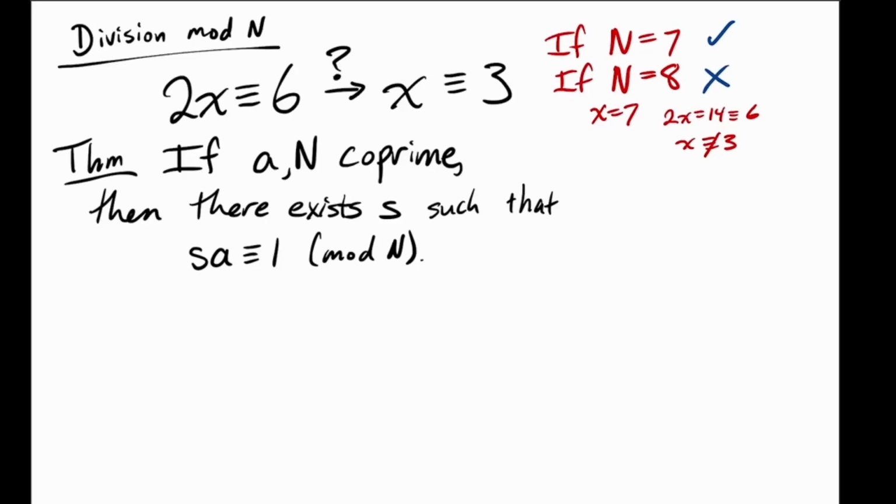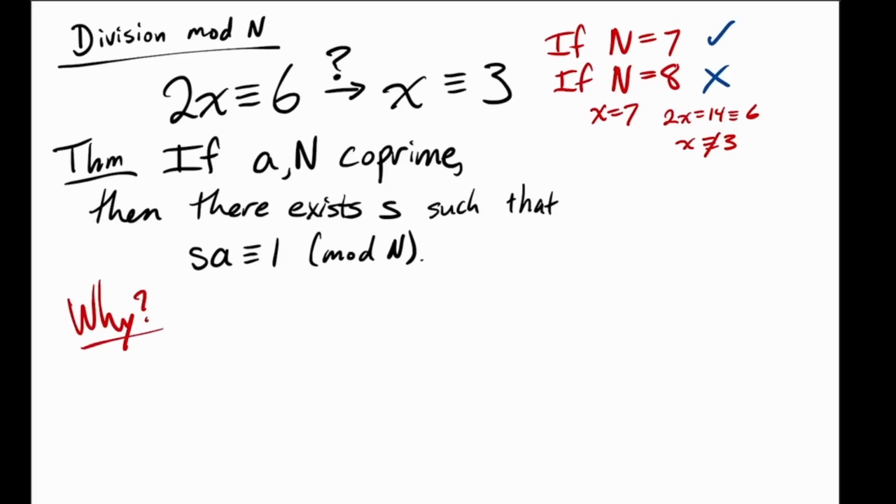All right, so the theorem that I've written on the slide here is exactly the tool we're going to need in order to do division. And at first it doesn't look like division at all. It looks like just more multiplication, but maybe that's the point. If a and n are co-prime, n is still going to be our modulus, there exists some other number s such that s times a is congruent to 1 mod n. The reason this number s allows us to do division by a is that multiplying by s is going to have the same effect as dividing by a. So why is that true?